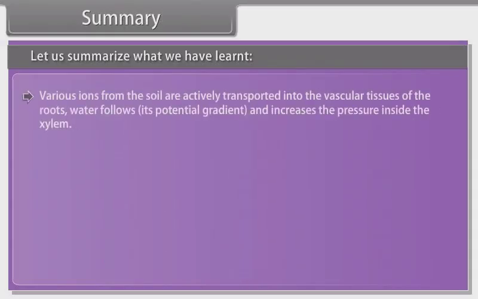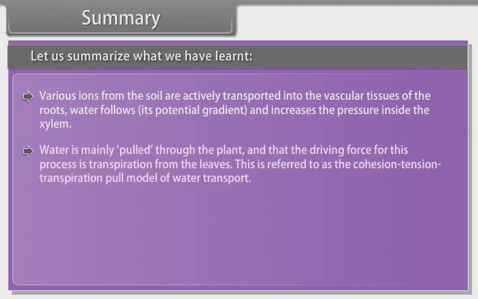Various ions from the soil are actively transported into the vascular tissues of the roots. Water follows its potential gradient and increases the pressure inside the xylem. Water is mainly pulled through the plant, and the driving force for this process is transpiration from the leaves. This is referred to as the cohesion-tension-transpiration pull model of water transport.